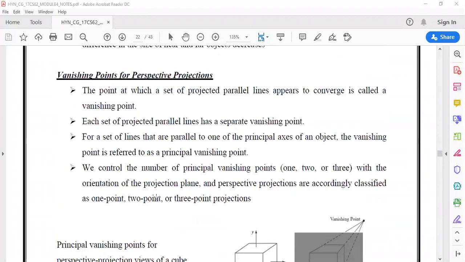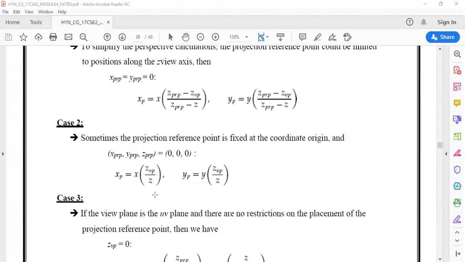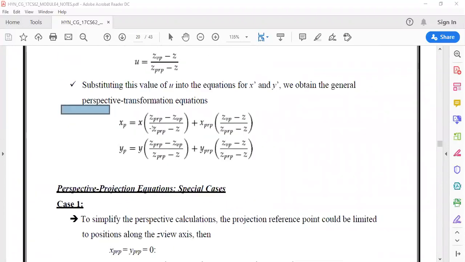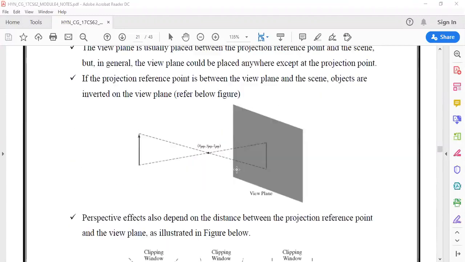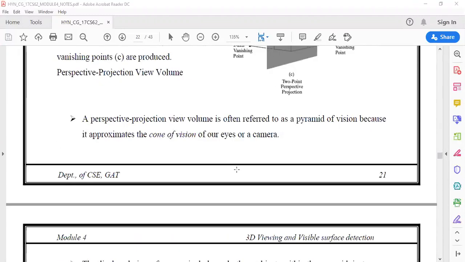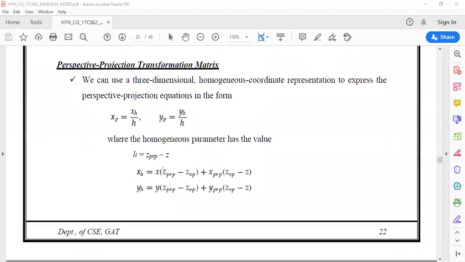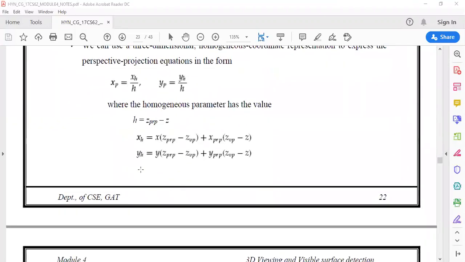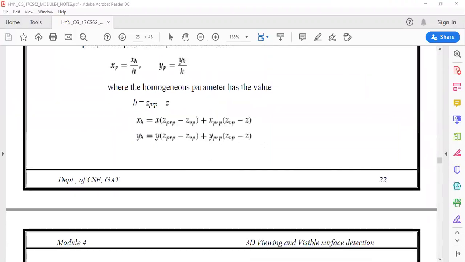You can see here our parametric equation: zprp minus z, I'm making it h. If I take this value as h, then I'm left with only the topmost part, so xp will be x into zprp minus zvp plus xprp into zvp minus z, all divided by h, because the denominator is common here, which is zprp minus z. So in the above equation, replacing zprp minus z by h, I get xh. In the same way, I get yh equal to y into zprp minus zvp plus yprp into zvp minus z.